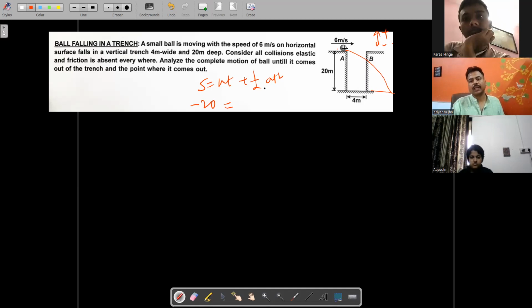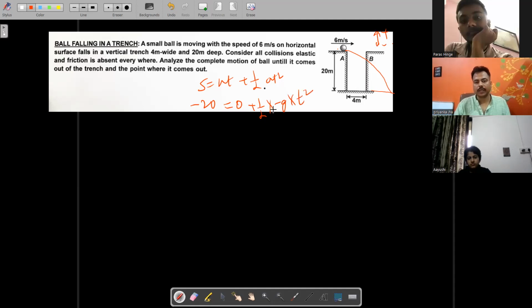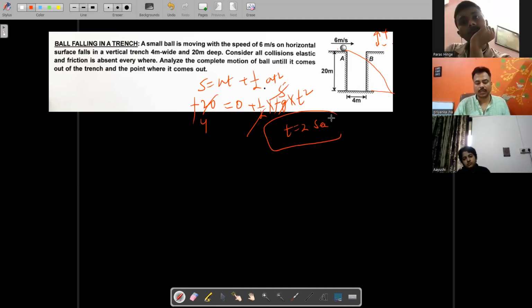Initially it has velocity in x direction only, horizontally only. So there was no initial velocity in y direction. So u will be 0, because we are considering only vertical motion. Plus half into acceleration, which is minus g, into t square. Minus minus plus, so 20 equals 5 t square, t square is 4. So t is 2 seconds. So total 2 seconds it will take.